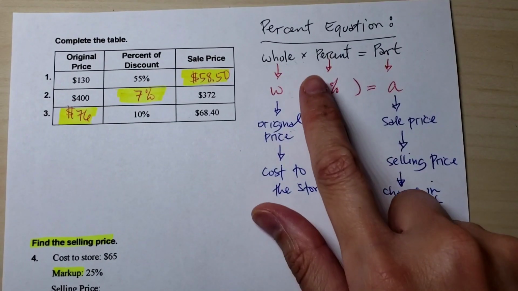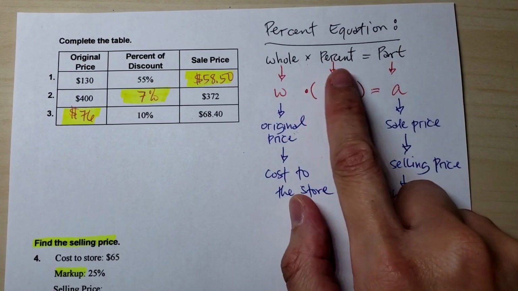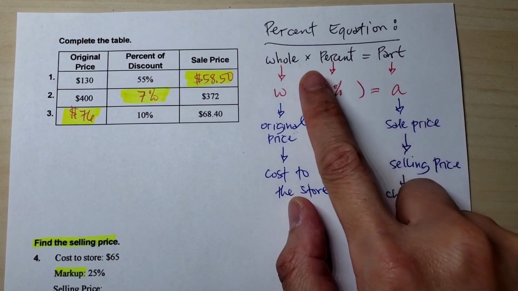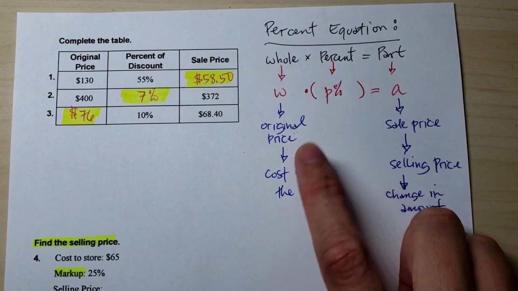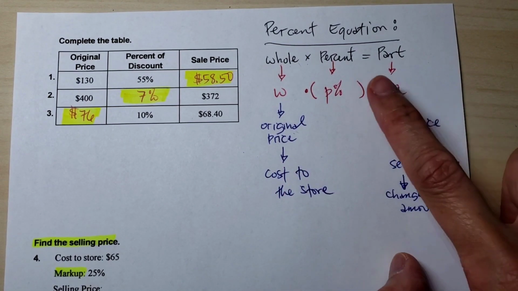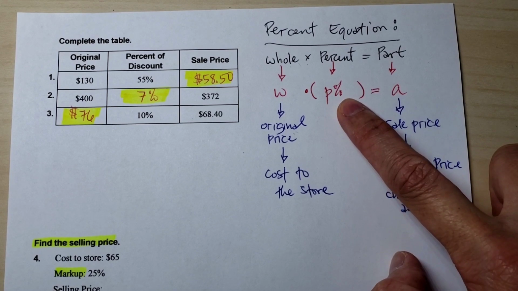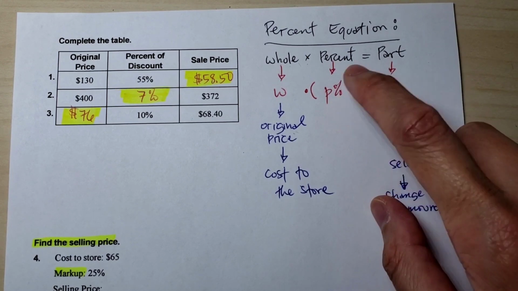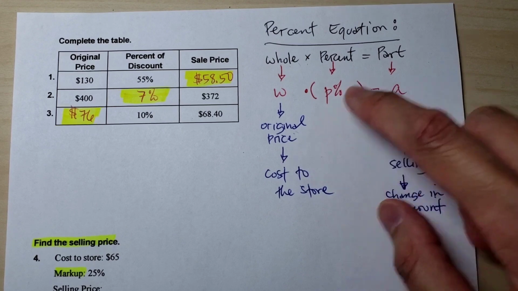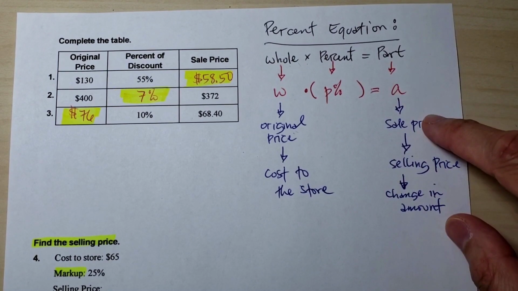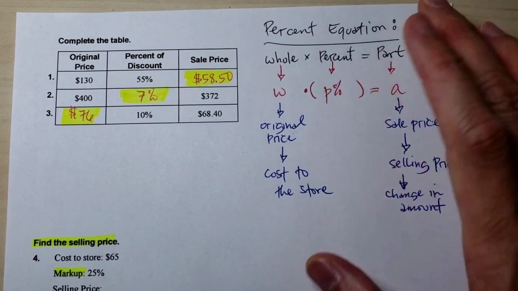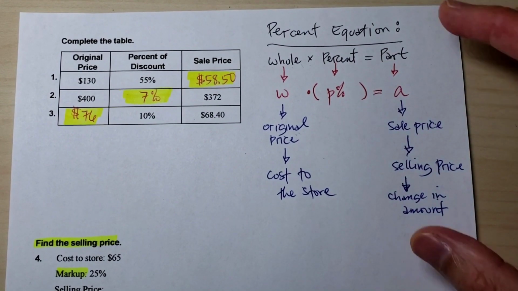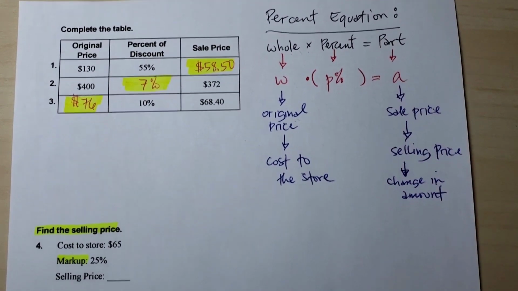We're still going to be using the percent equation: the whole times the percent equals the part. The whole is represented by W, which is the original price or the cost to the store. The percent, of course, is the percent of increase or decrease, or discount or markup percents. And the part will be the sale price, the selling price, or the change in amount. So please remember this information. So let's do our markup.